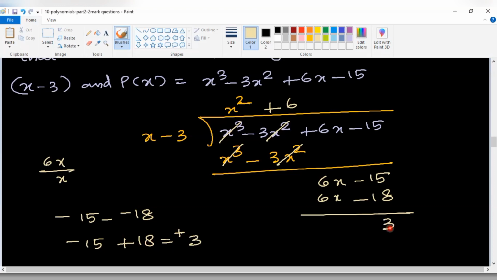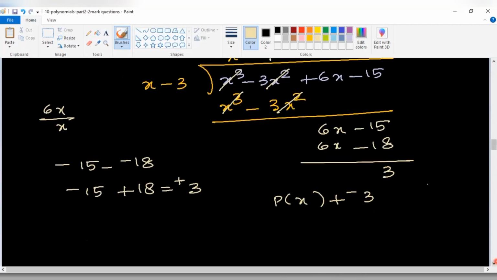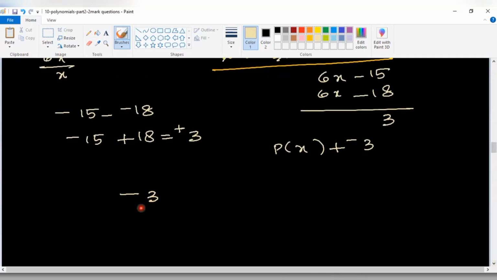But here the remainder is 3. So actually we have to subtract the remainder from this dividend P of x. So P of x plus minus 3 will make it a multiple of x minus 3. So which number do we have to add? It is minus 3.